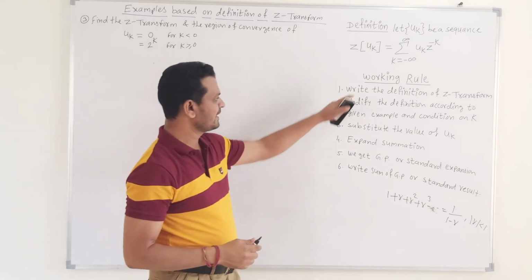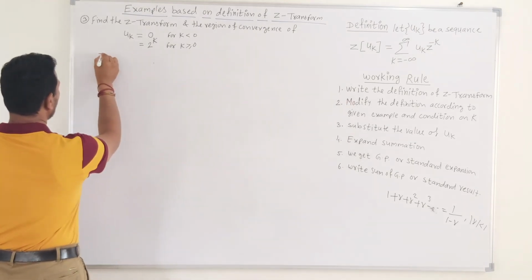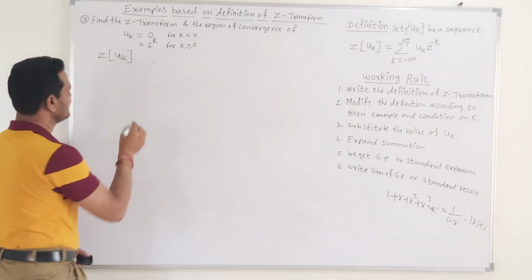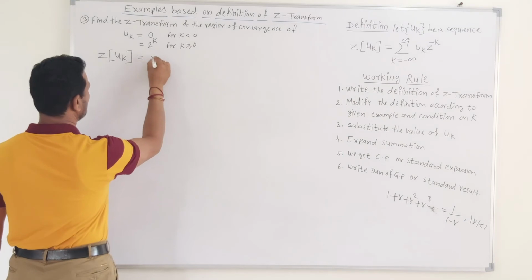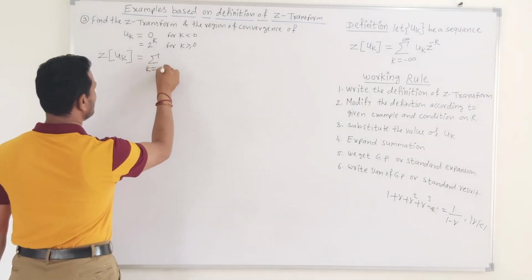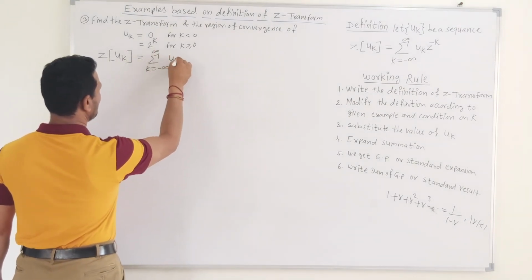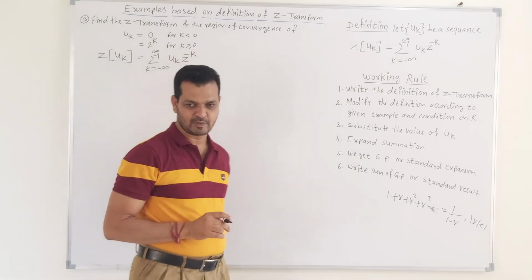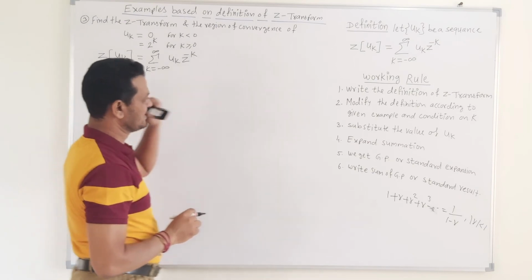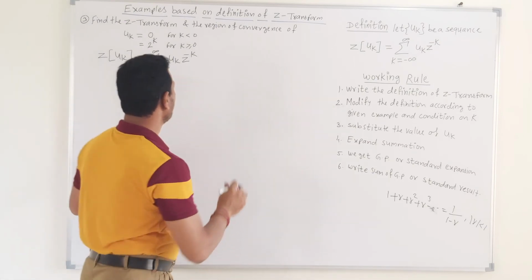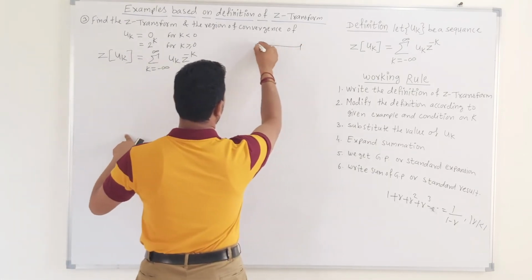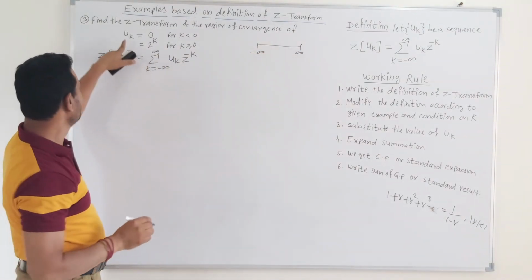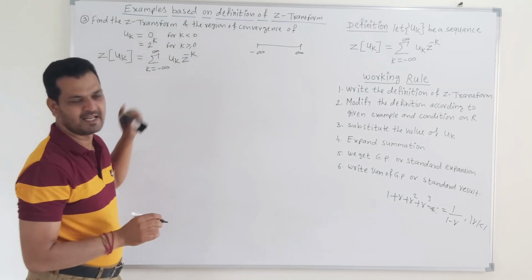According to the working rule, first write down the definition. According to the definition, the Z transformation of sequence u k is equal to summation from k equal to minus infinity to plus infinity of u k z raised to minus k. This is the definition of Z transformation. Now according to the given example, our aim is to modify this definition. Here the interval is from minus infinity to plus infinity, but the value of the sequence is 0 for k less than 0.